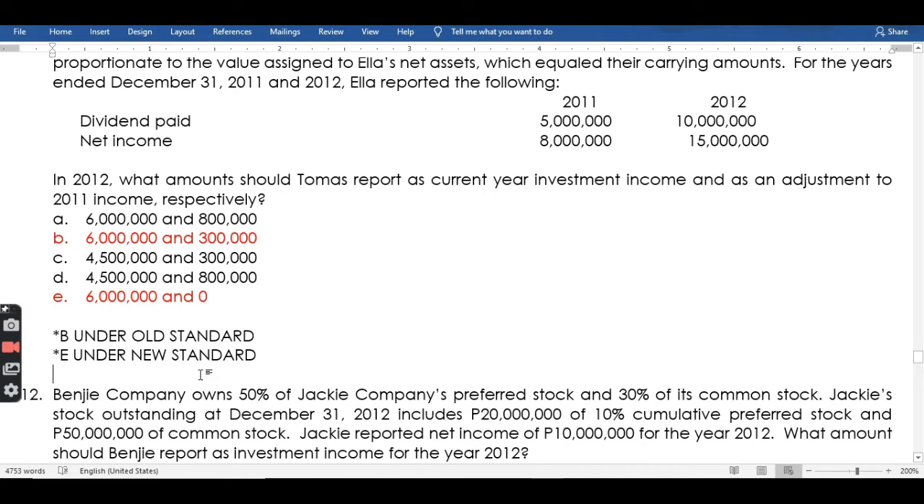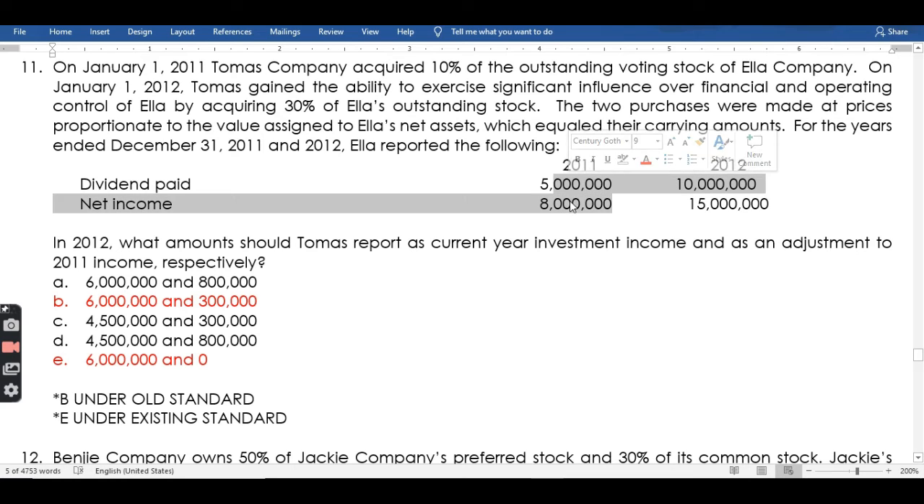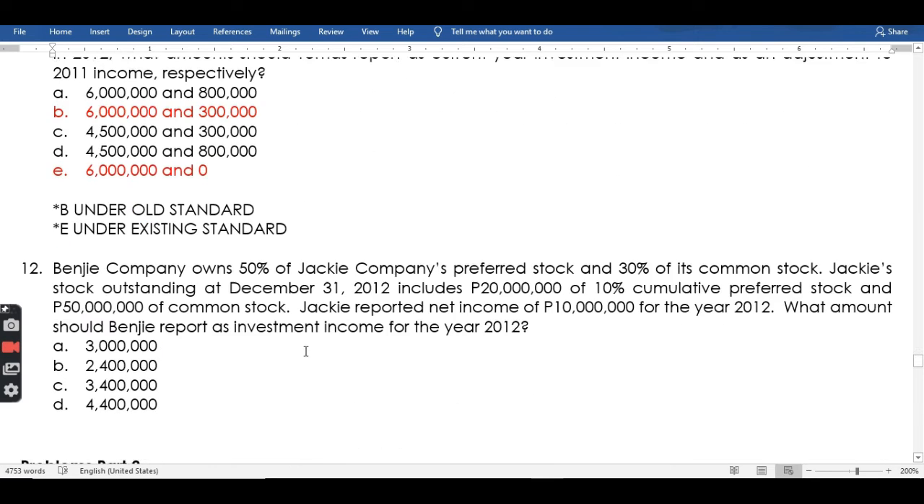Okay? So kasi kapag sa news yung new standard, hindi naman talaga siya bagong standard. Existing na lang ilagay natin. Existing standard. So kapag under existing standard, di ba, prospective ang treatment ng equity method. So wala tayong adjustment na gagawin doon sa prior year. Okay, so yun. Kaya letter E ang magiging sagot natin sa number 11.